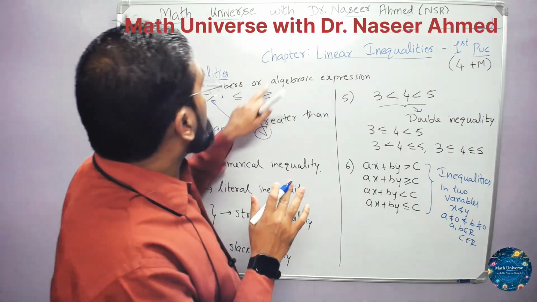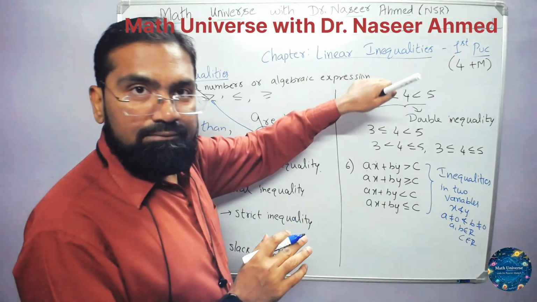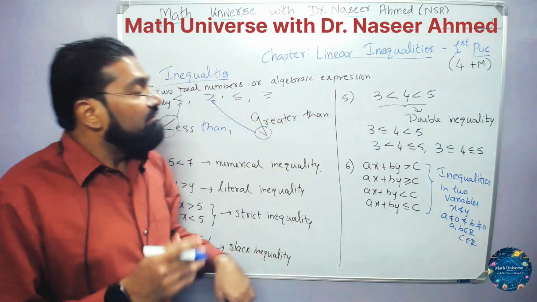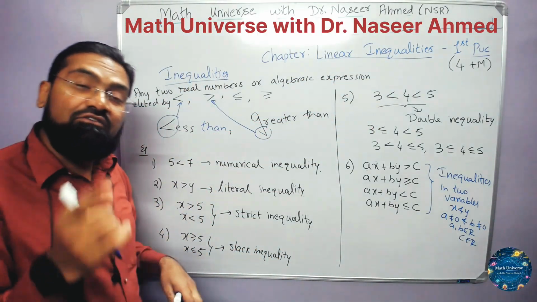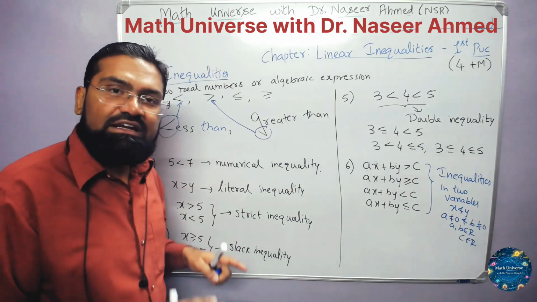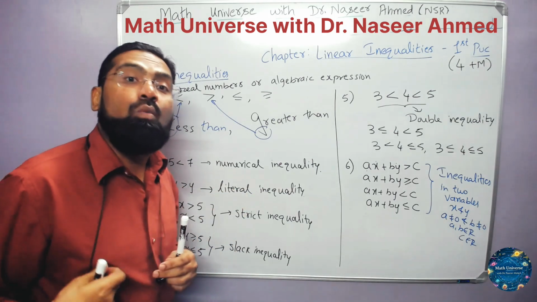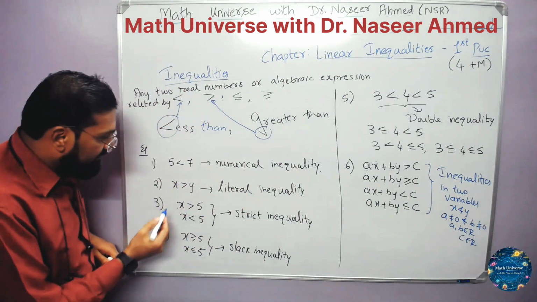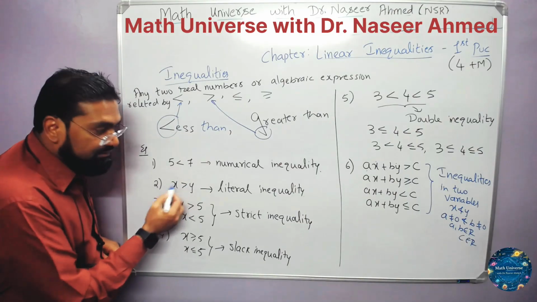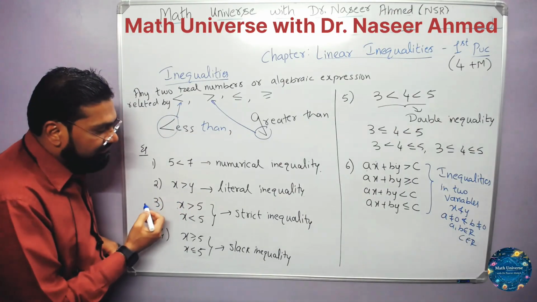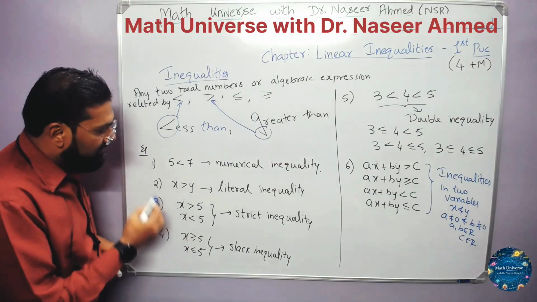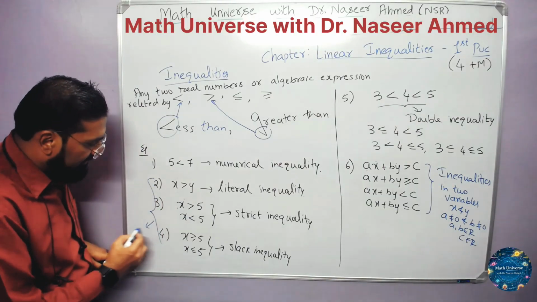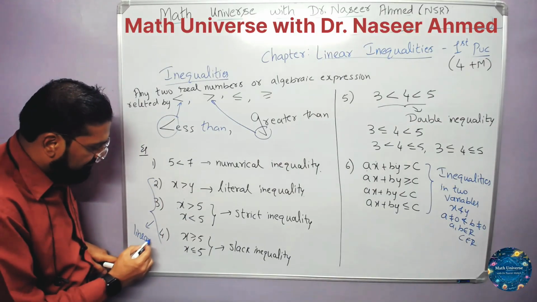Now come to this. We are saying linear inequalities. Whenever we say linear inequalities, the highest power of the variable in the inequality should be 1. So you can see here the power is 1. This comes under linear inequality. Again here the power is 1. So all these are linear inequalities.